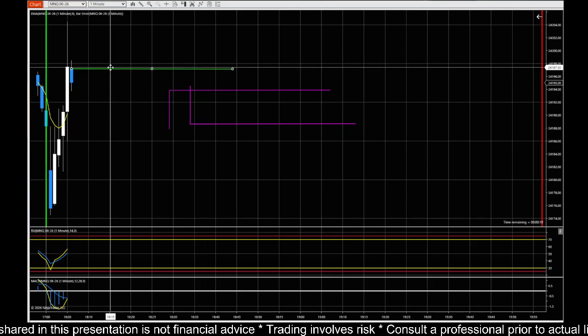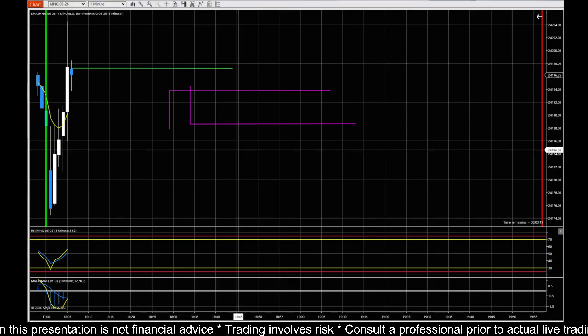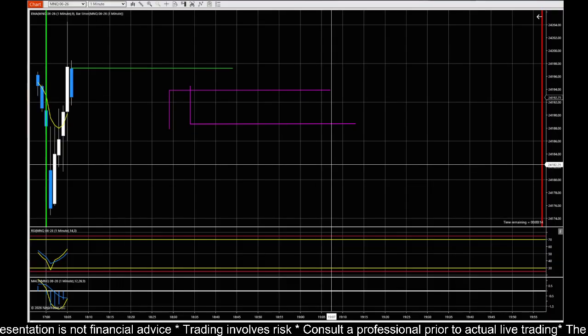So we have something that might be setting up here. We will just wait and see. We still have about umpteen seconds left on this candle. So we'll see. Looks like it's going to close down. So let's see what happens.